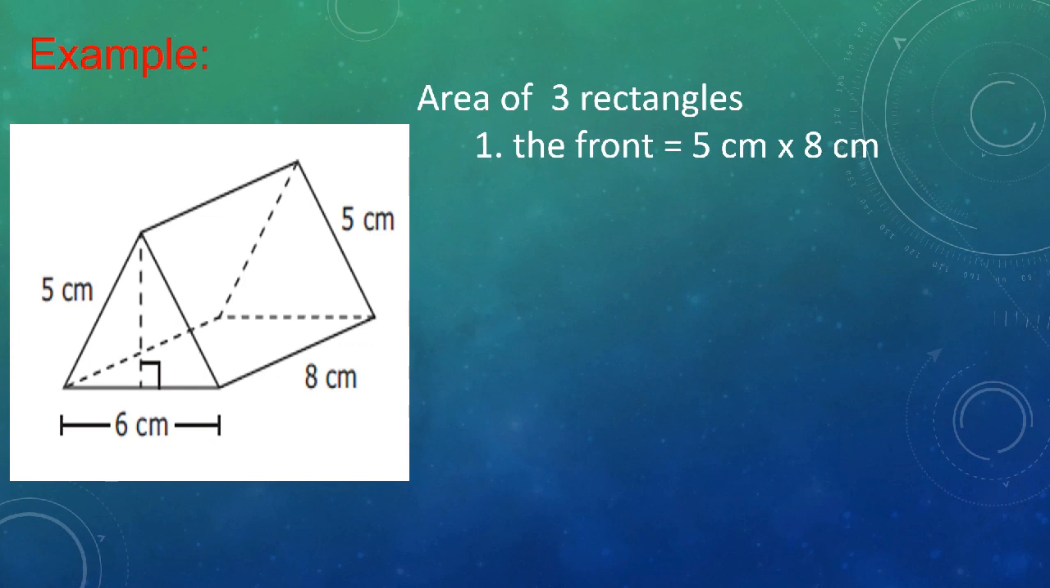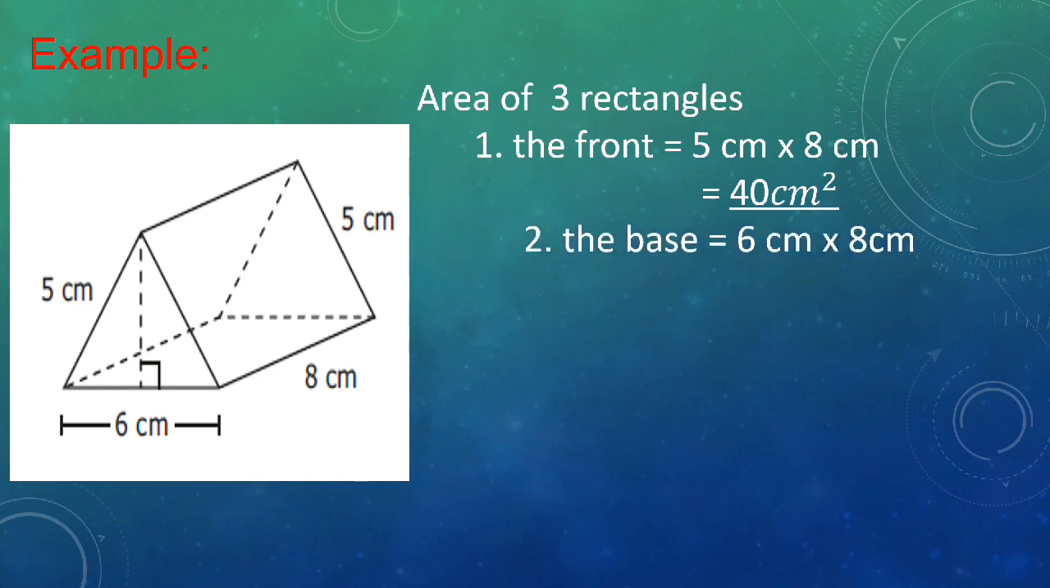So meaning we have 5 times 8 is equal to 40 centimeters squared. That is the area of our front. Next, our base. We are going to solve the base. So we have the length, which is 6 centimeters, and the width is 8 centimeters. So meaning we have 6 times 8, that is 48 centimeters squared.